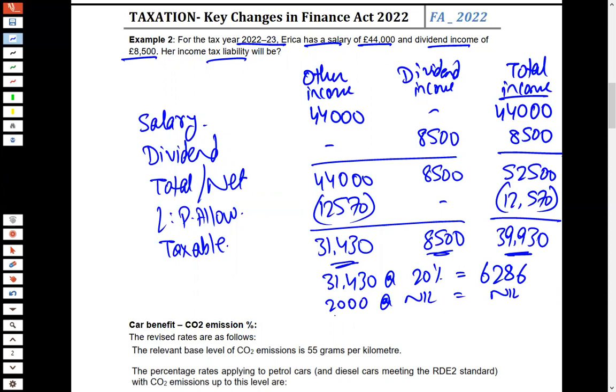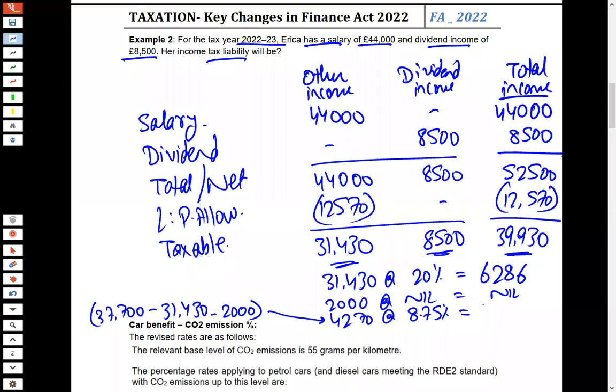Then available basic rate band. So the basic rate band is 37,700, out of which 31,430 has been covered by the other income, and 2,000 covered by the dividend exemption. So the amount which is available in the basic rate is 4,270. This 4,270 is going to be taxed at the rate 8.75%, so the 4,270 at the rate 8.75 is 374.